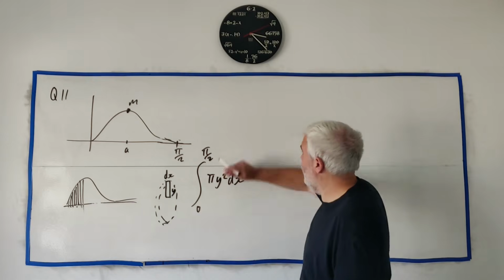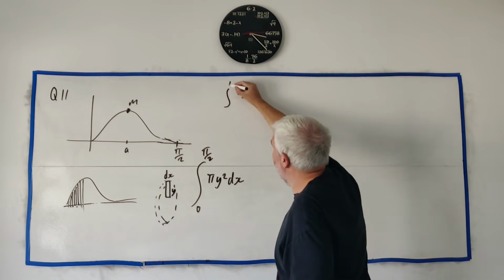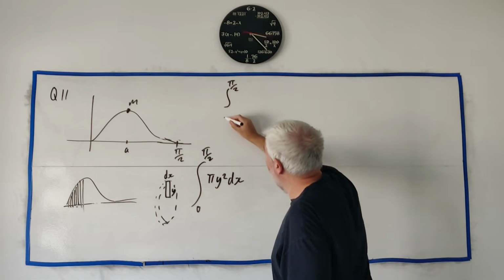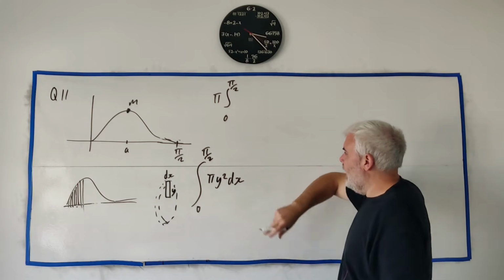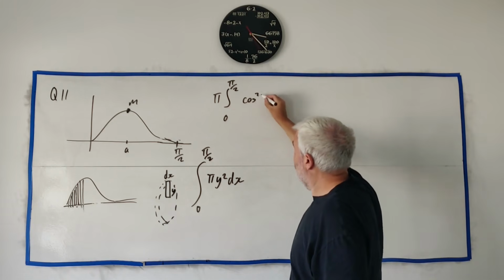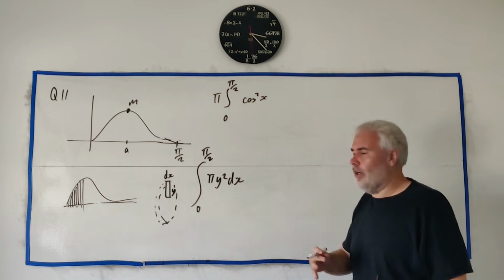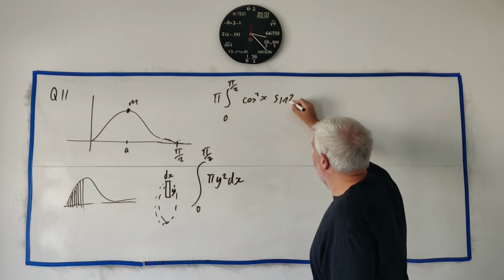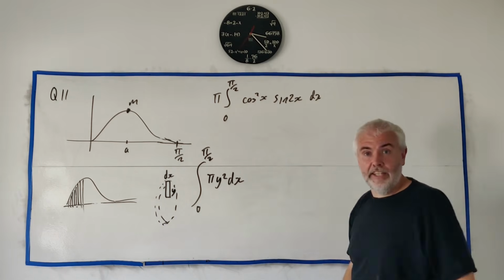Okay, so let's just write this out again, but instead of y squared, we'll put in the y squared we had from the first part. Pi can be brought aside, it's just a constant. Y squared would be cosine squared x. The square root of sine 2x squared would just become sine 2x, and then we'd have dx. So we just need to integrate this.